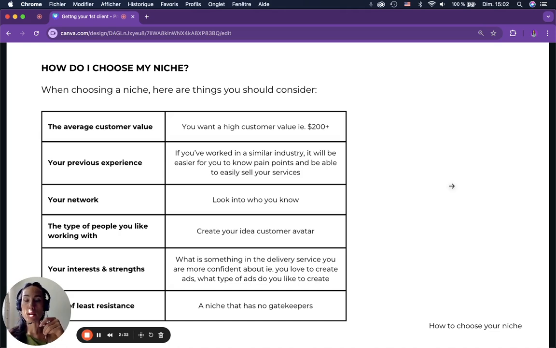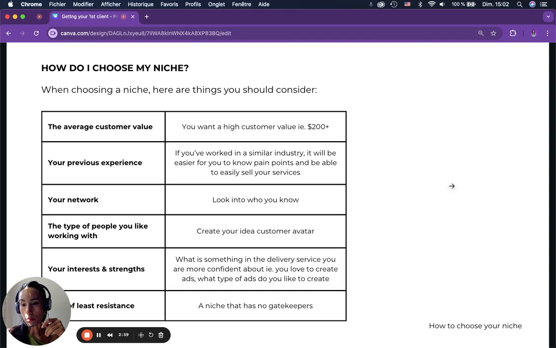So if you understand the pain points of your customer and you're able to articulate it, chances are you're going to be able to sell this very easily, right? The more familiar you are with an industry, the more you can talk about it, the more confident you can talk about it, the higher the chance you'll be able to land that client.